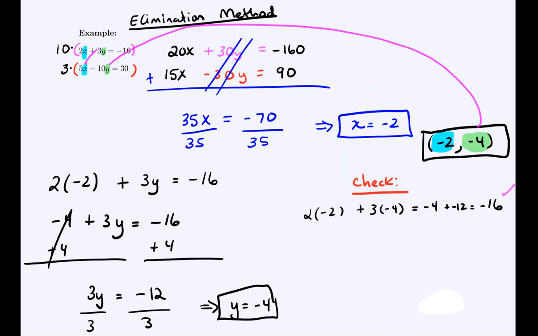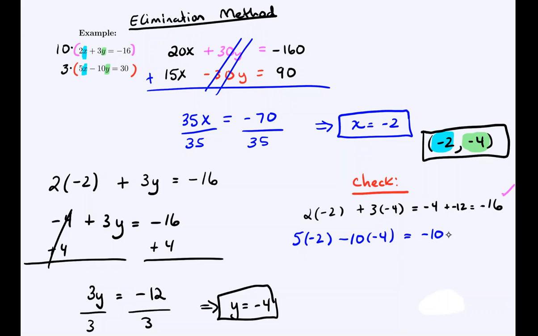Now in the next equation, everywhere there was an x, there's now a -2. Everywhere there was a y, there's now a -4. 5 times -2 minus 10 times -4. Minus a negative becomes a positive, so that would be the same as adding positive 40. -10 plus 40 is positive 30. What was it supposed to be? Positive 30. So that's a solution to this equation as well. Since it's a solution to both, we know that this is definitely the solution to the system of equations. So this is where the two lines would cross each other.